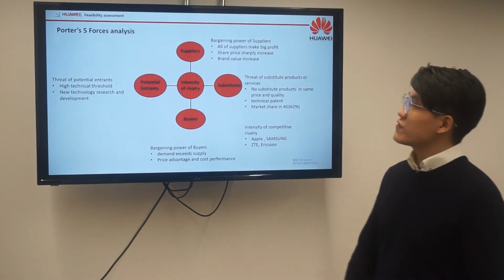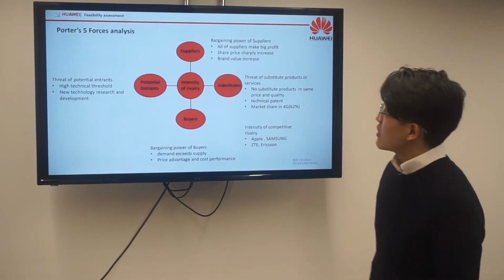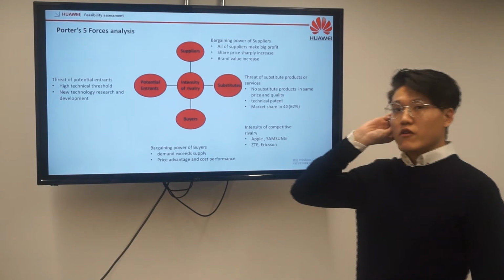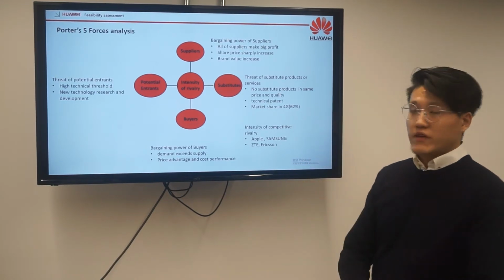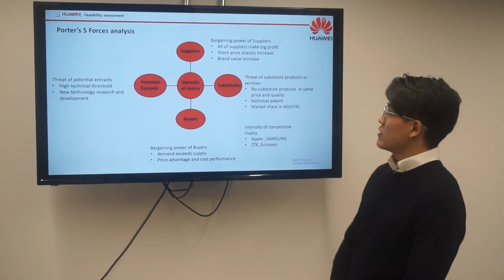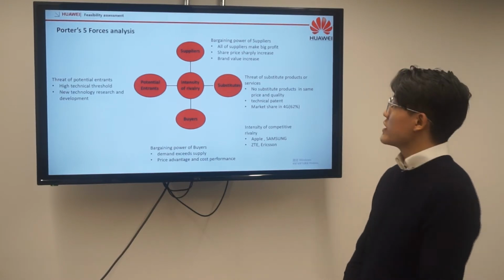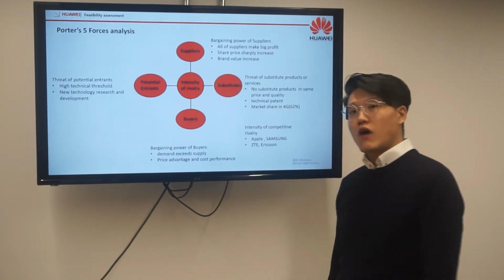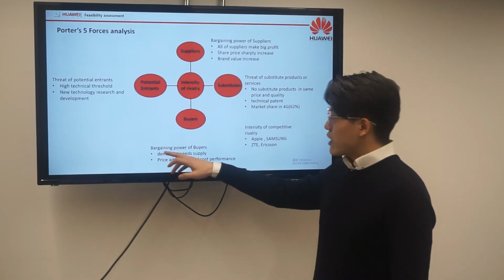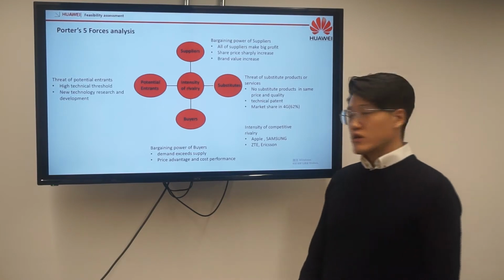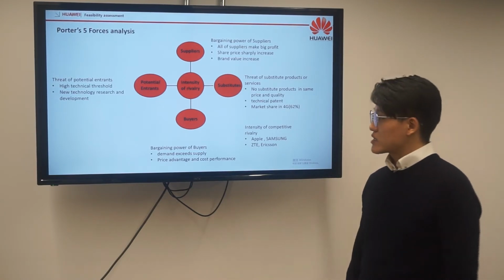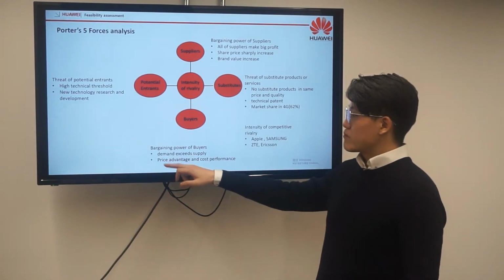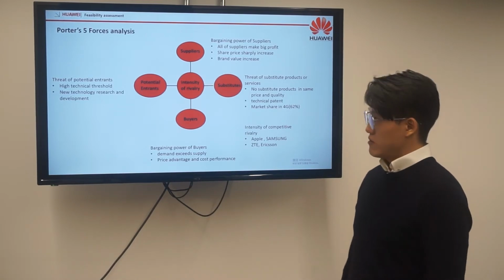In this slide, Porter's 5 forces analysis. There are the suppliers and buyers. These two both have bargaining power, but for Huawei company, these two powers are very low because all suppliers make big profit and the share price sharply increases, and then brand value will increase for the Huawei supply. And the bargaining power of buyers is also low because Huawei products' demand exceeds supply, and Huawei products have the price advantage and the cost performance.